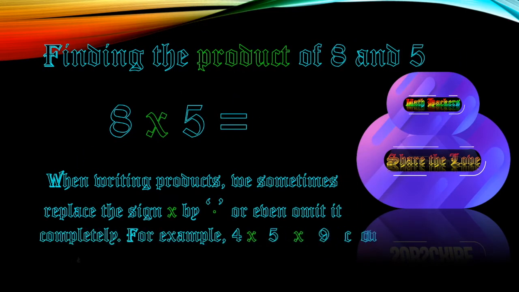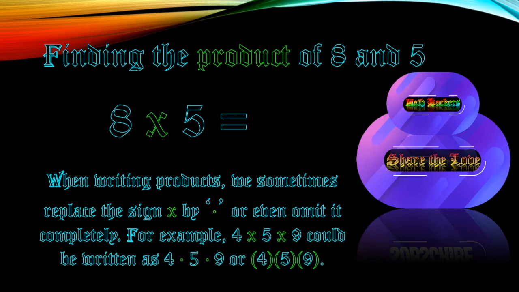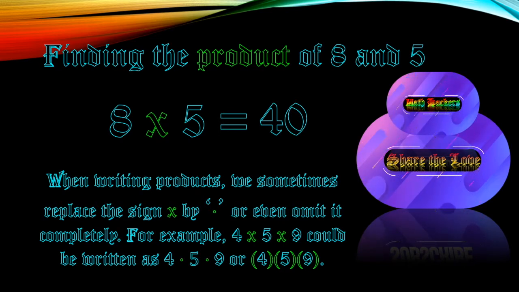Finding the product of 8 and 5. It basically just means 8 times 5, which gives us an answer of 40. Multiplying is basically learning times tables. This is where learning one's times table is extremely helpful. Tools of the trade, guys.